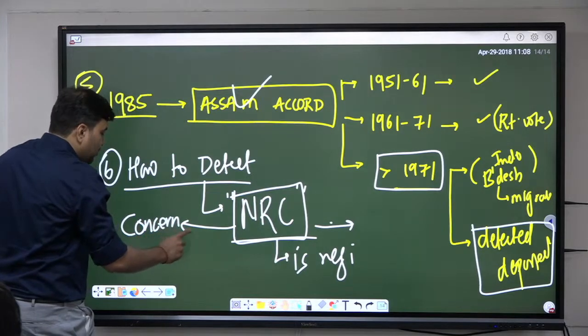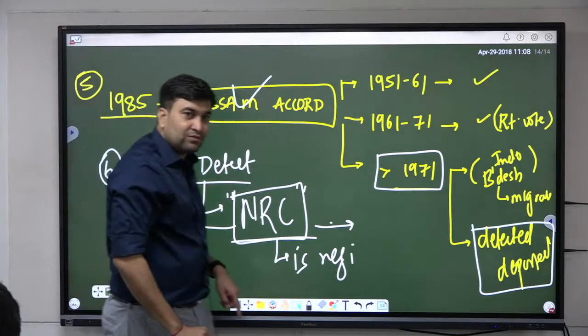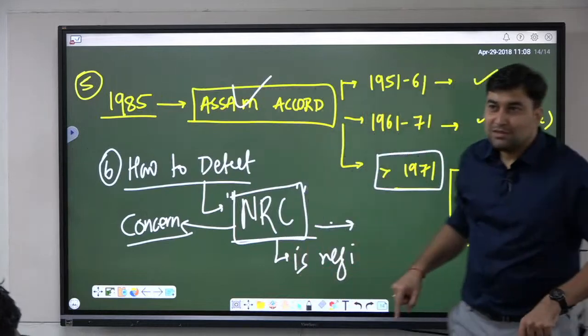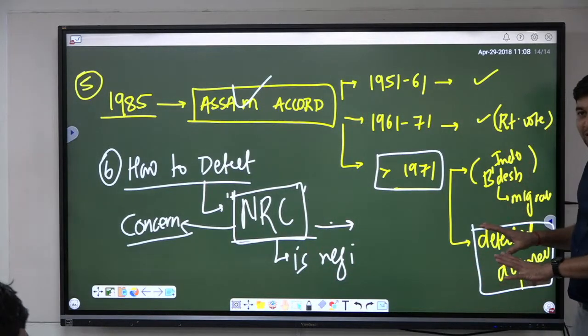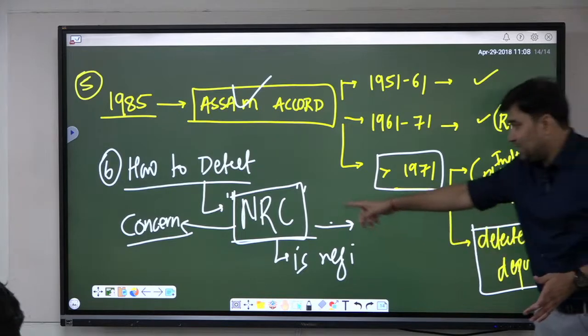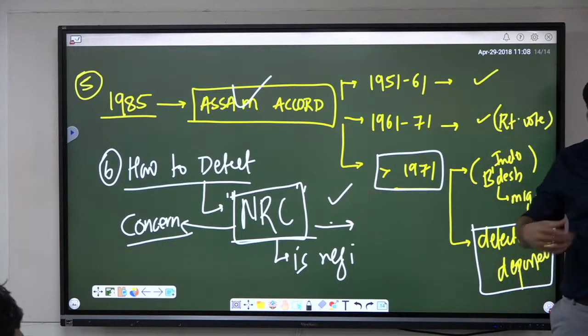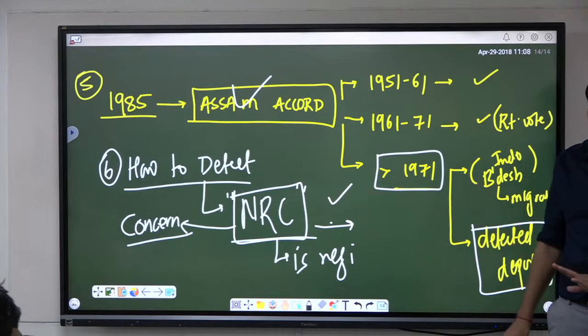Don't write, बाद में लिखो. What were the concerns? Concern पहला था, many genuine people found their name missing from NRC. जो genuinely citizens है, उनका नाम ही नहीं है वहाँ पे. किसमें? NRC में. Question is why?